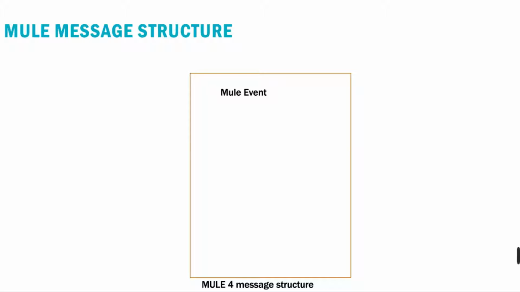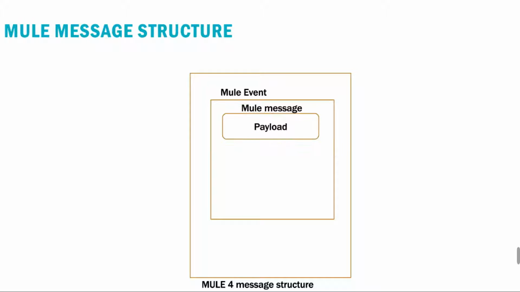In payload, it will be query parameters. In variables also, query parameters, all these things will come. But once you go for attributes, there will be some properties like 200 status and timing. These are the headers, and those will come in the Mule message structure. Okay, coming to the Mule message structure, we will use a payload.